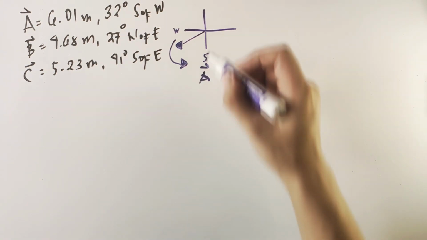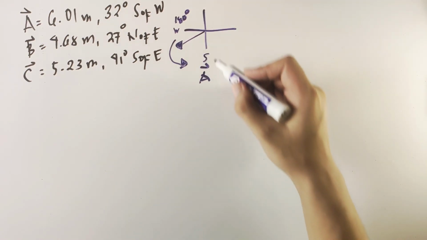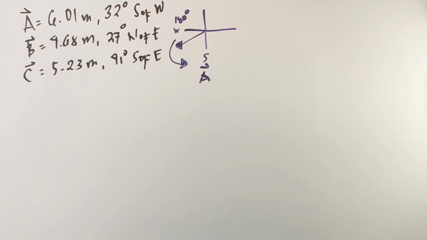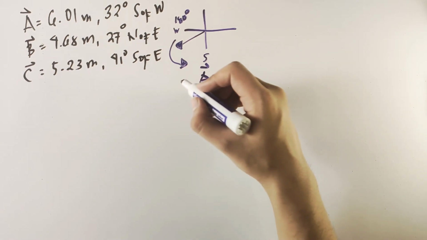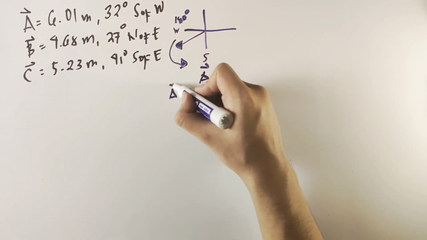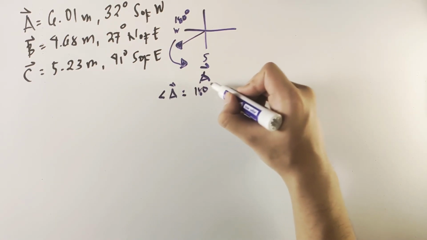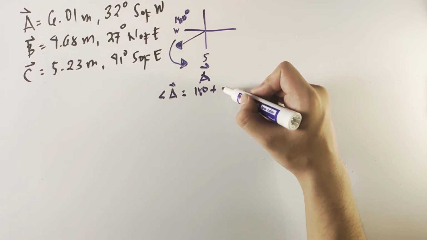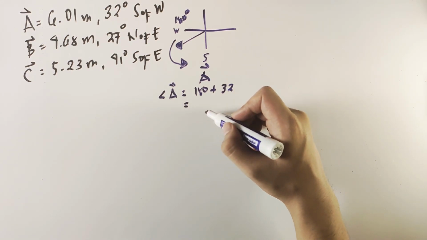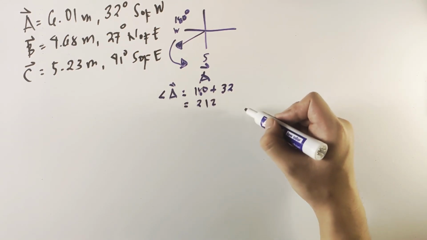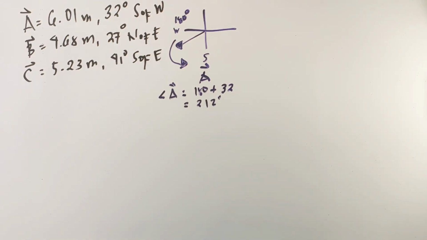So that means you're coming from 180 degrees, going to 270. So that's an increase, which means you're going to add. So the angle of vector A is 180 plus 32, which is equal to 212, correct? Alright, so 212 degrees. So this would be our new angle.